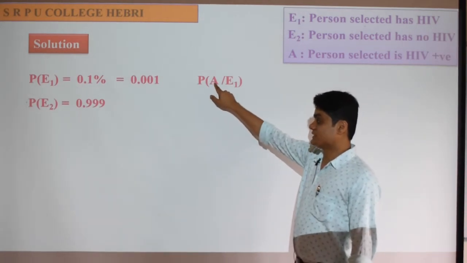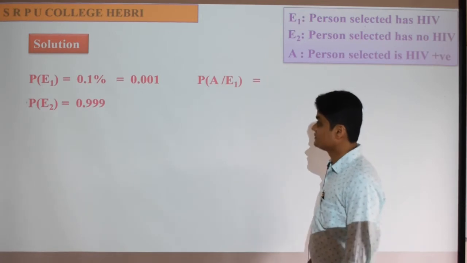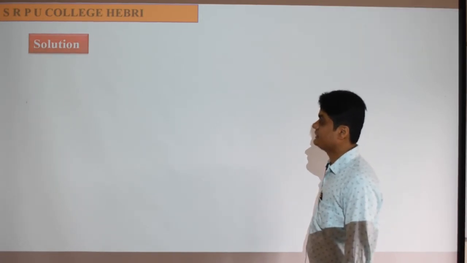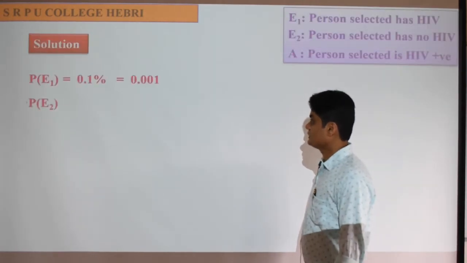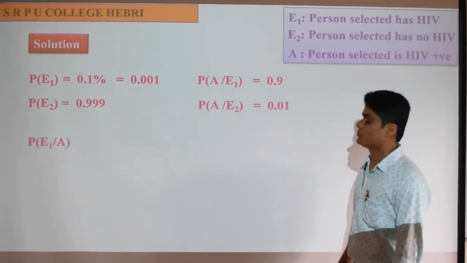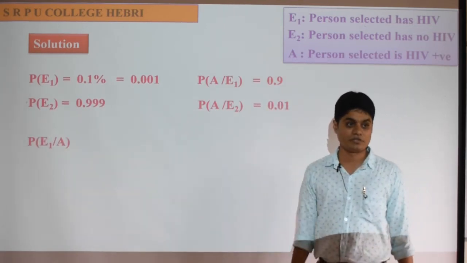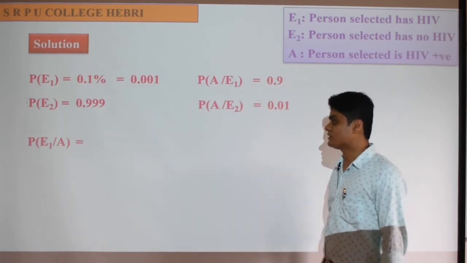So the selected person is positive and he has HIV. So that is 0.9, 90%. So the probability of A bar E1 is 0.9, probability of A bar E2 is 0.01. Even this is also given, 0.1%. So what is required now?